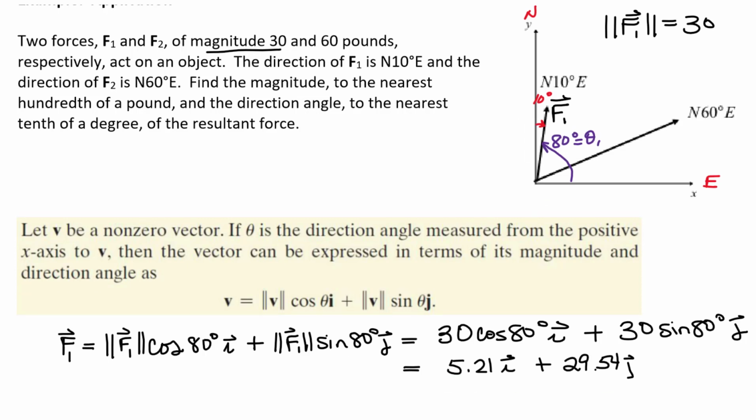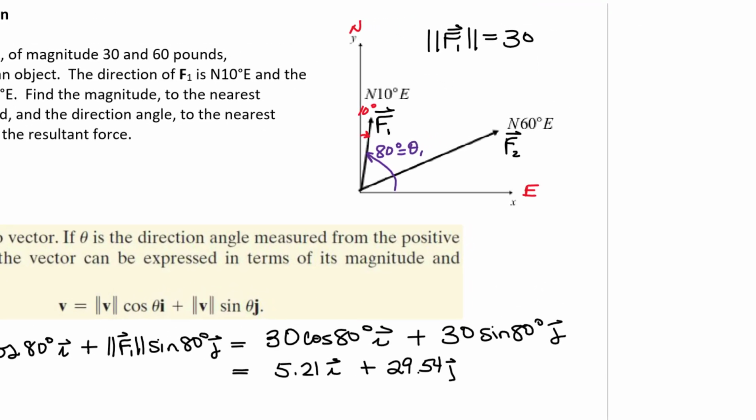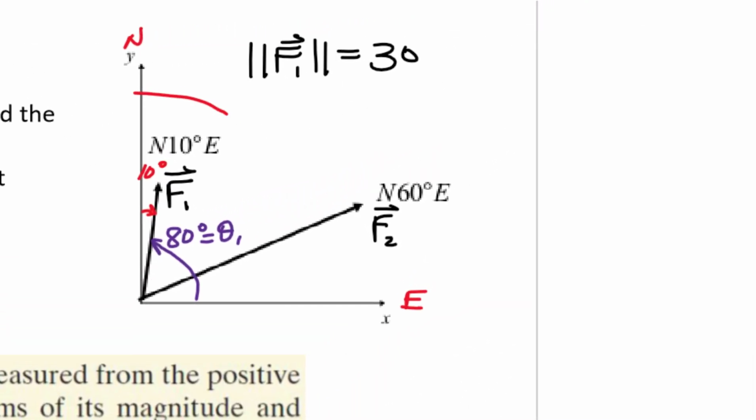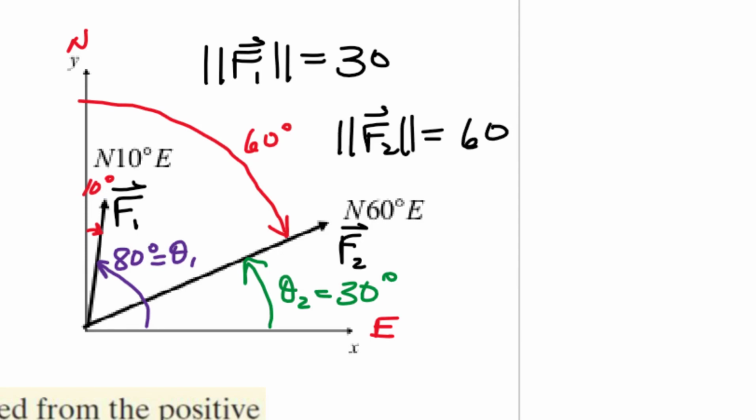All right, now let's work on F2. What we know about F2 is that it's pointed in the direction of north 60 degrees east. In other words, the angle formed between the north direction and the direction we're looking towards the east is 60 degrees. So that means that what we'll call theta 2 is going to be 90 minus 60, which is 30 degrees. We were also told that the norm of F2 is 60 pounds.